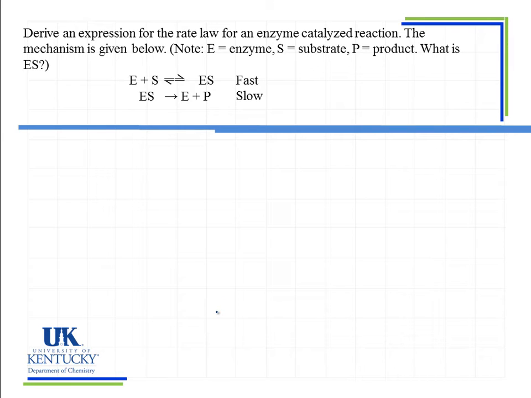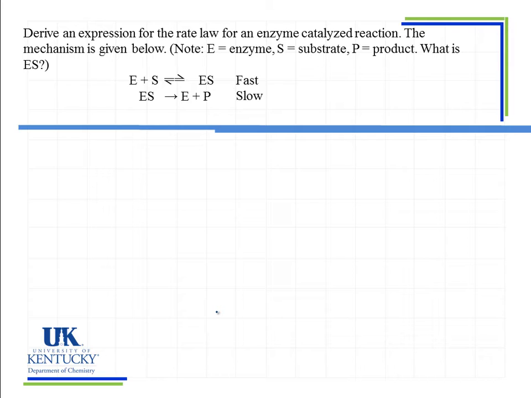We are given a mechanism in this problem, and we're going to derive a rate law for this reaction. It has a slow step, which is the second step, and a fast equilibrium before it. It's got symbols that we may not be familiar with, so let's get familiar with it.